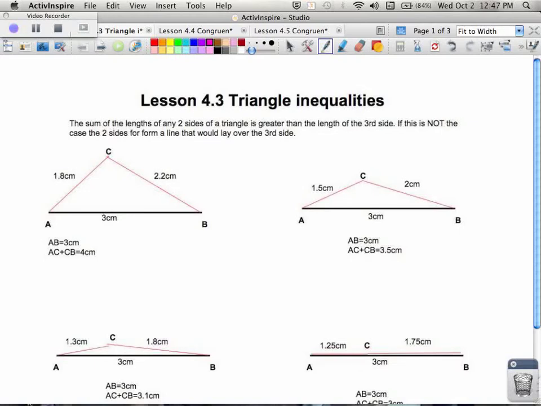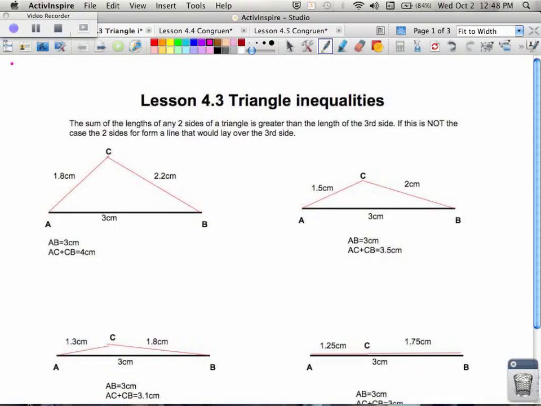In lesson 4.3, we're going to talk about the triangle inequality idea. It says that the sum of the lengths of any two sides in the triangle has to be greater than the third side length. If this is not the case, then either the sides form a line or fall short of each other.